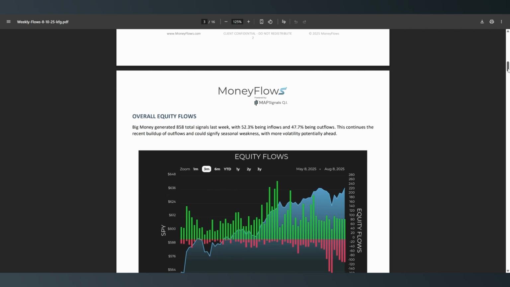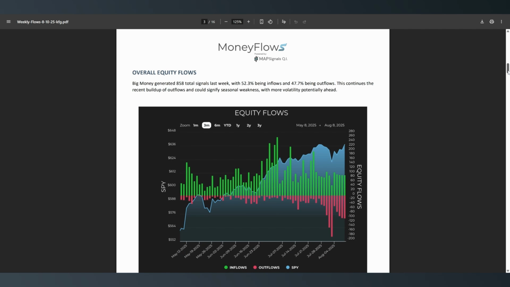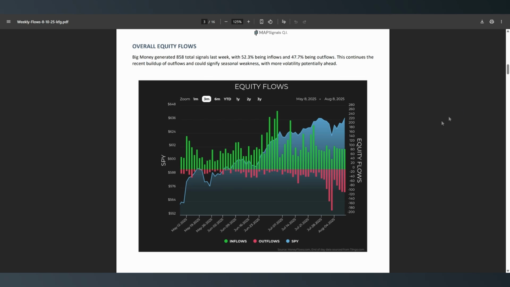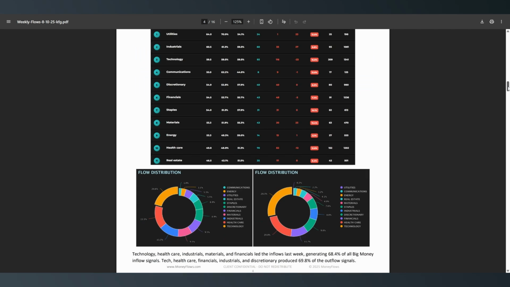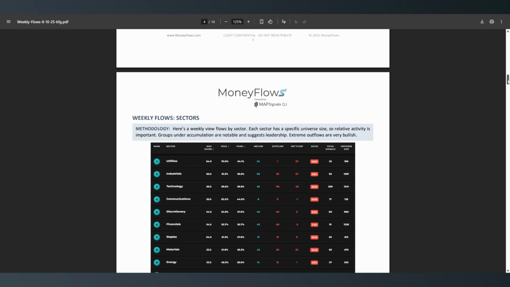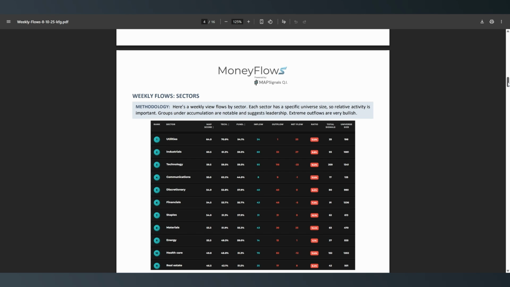We can look at the overall equity flows. So if you want to know why there's been some volatility, well, you can see that selling has started to increase. There's still some buying, but when selling starts to increase, you start to see a little bit more volatility. Let's keep going. Here we can look at all of the sectors and what their flows look like.